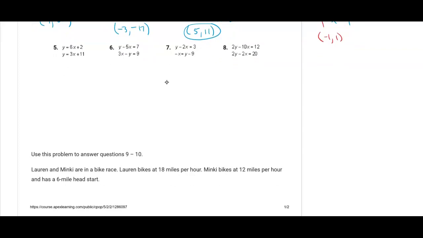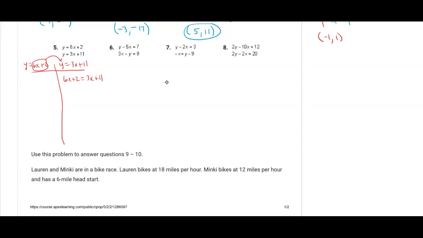Now, number 5 is the same way. I'll go through it again just so you have another example. Y equals 6x plus 2. Y equals 3x plus 11. So I'm going to take this value of y, plug it in here. So I would get 6x plus 2 equals 3x plus 11.